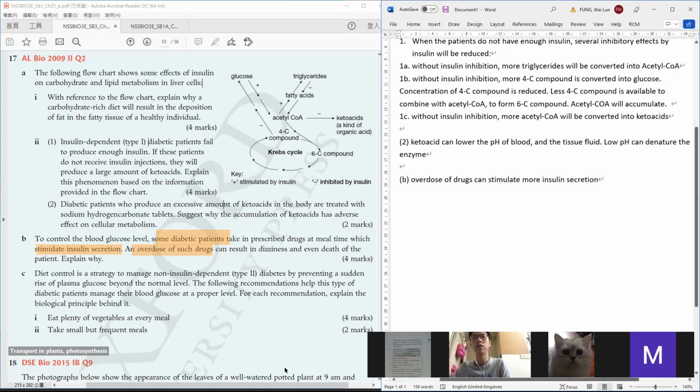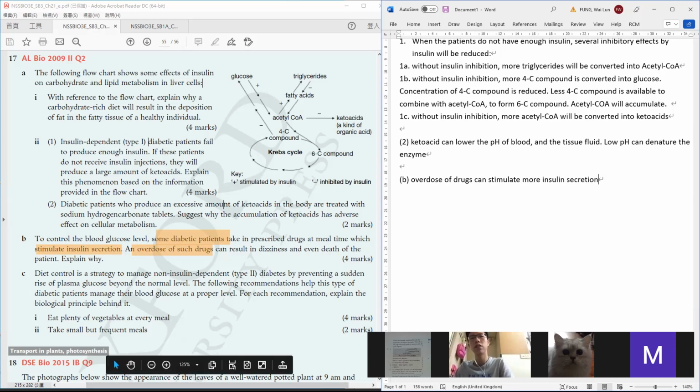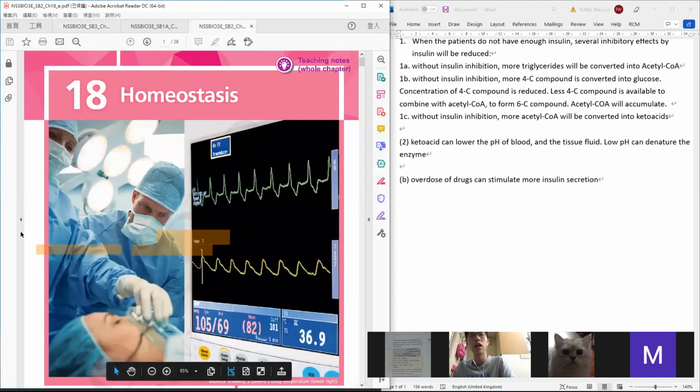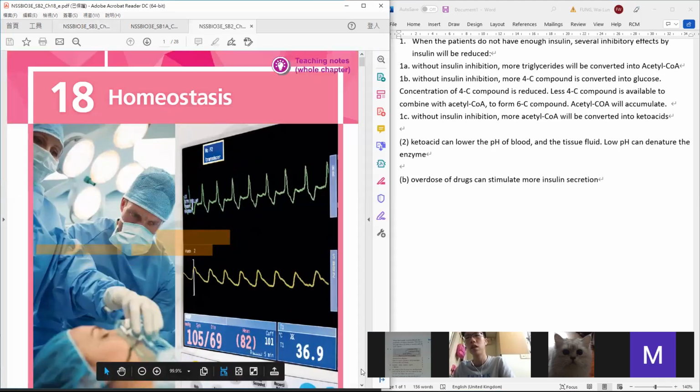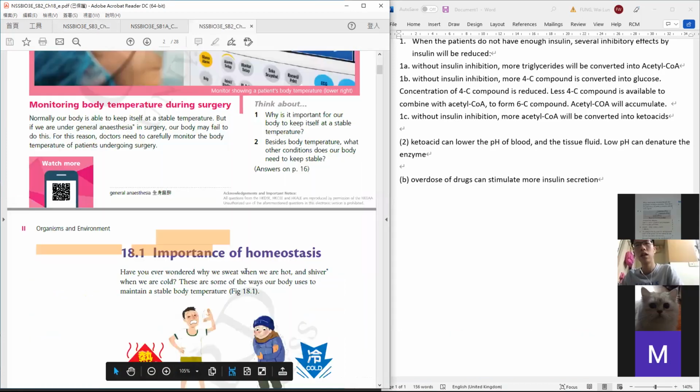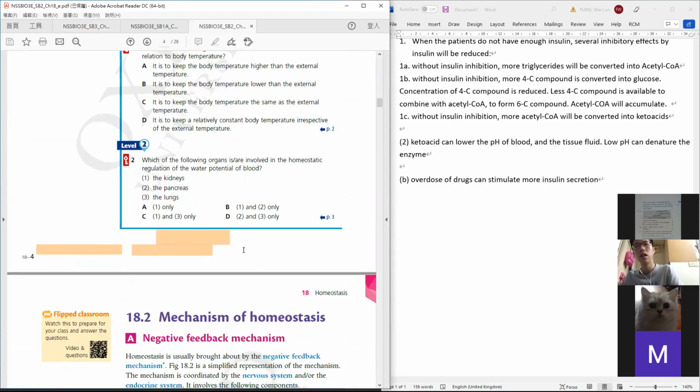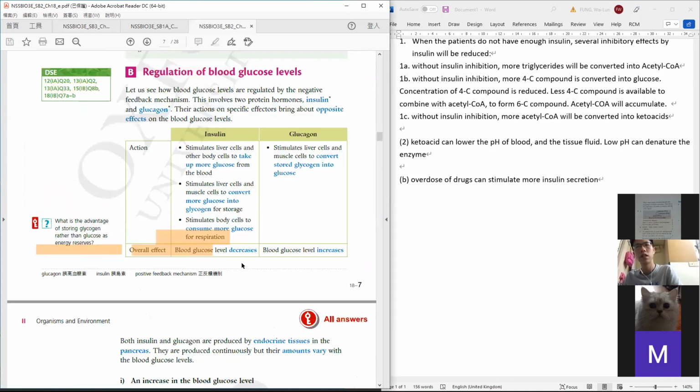Can you refer to the insulin chapter now? Insulin. Okay, I hope this can help you. Insulin, that chapter.